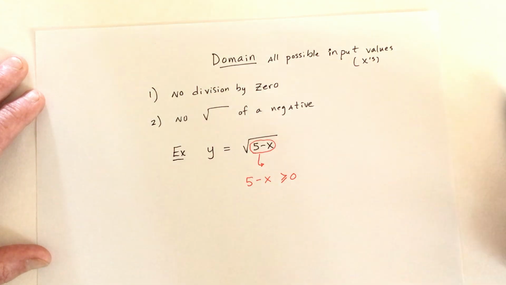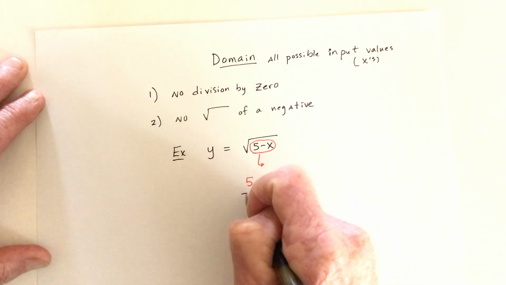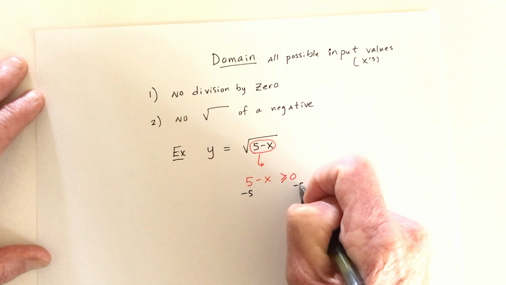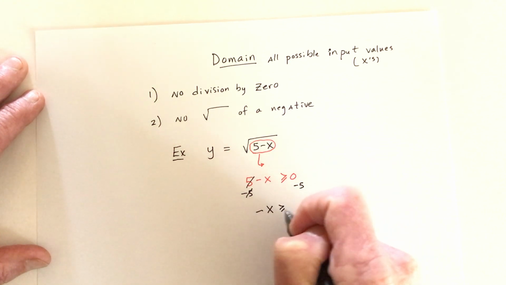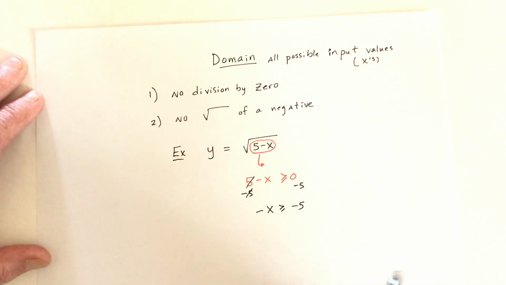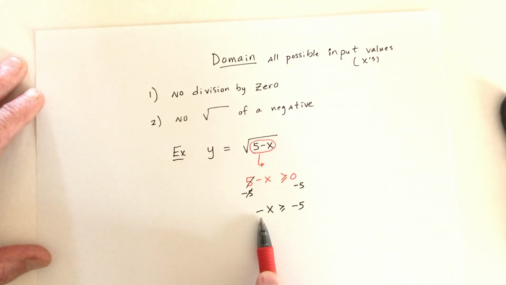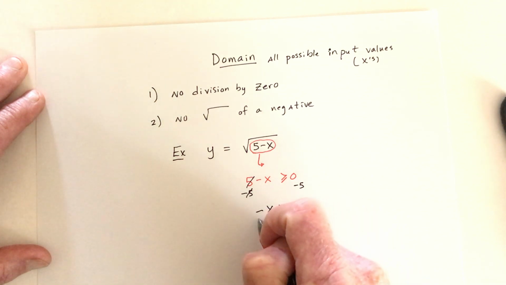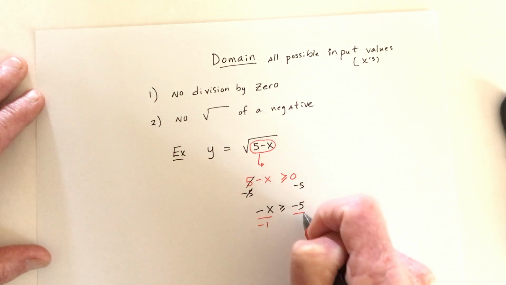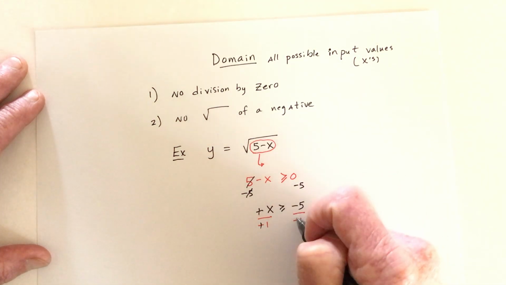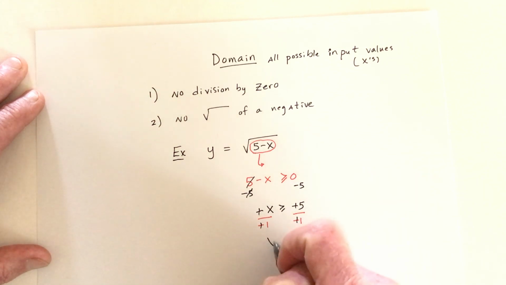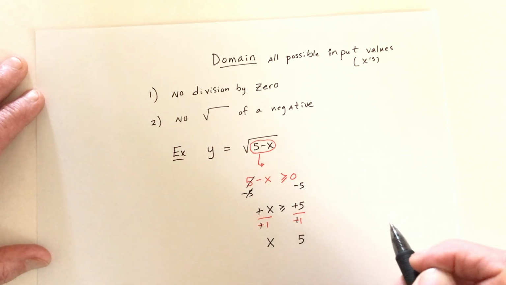And now I need to solve for x. So I could subtract 5 from both sides. It's going to leave negative x is bigger than or equal to negative 5. And now to get rid of this negative, so I just have x, I could multiply by a negative 1 or divide by a negative 1. They both give you the same result, so I'm going to divide by negative 1. Then the negatives cancel and the negatives cancel. So I just get x on this side and 5 on this side.